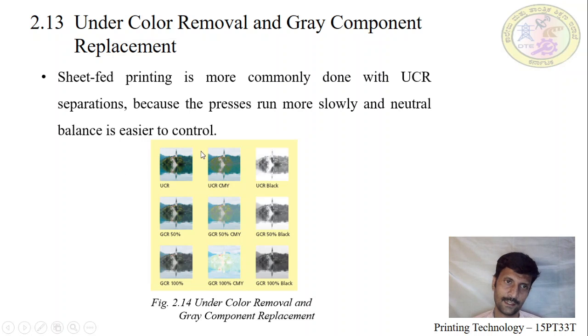Let us see the figure. One is undercolor removal, which means replacing CMY with black ink. Similarly, in GCR, gray component replacement, CMY is replaced to get a black gray component. To reduce 50% of CMY, we have to add 50% of black. Clear, students? Okay.